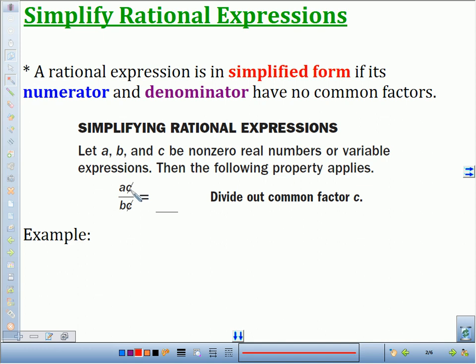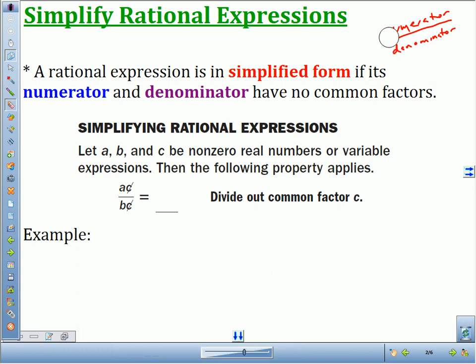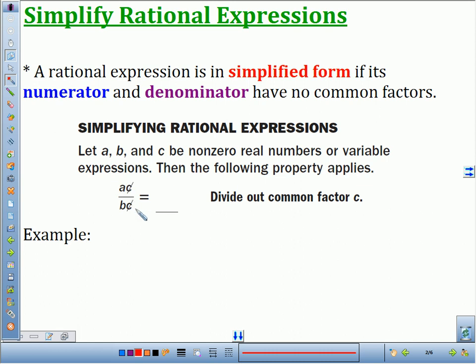Now, a rational expression is simplified, and remember, simplifying is what we're trying to do. A rational expression is simplified if its numerator and denominator have no common factors. Now remember, a numerator goes up on top, numerator on top, denominator on bottom. We should all remember that, I hope. As long as the numerator and denominator have no common factors, then the rational expression is simplified.